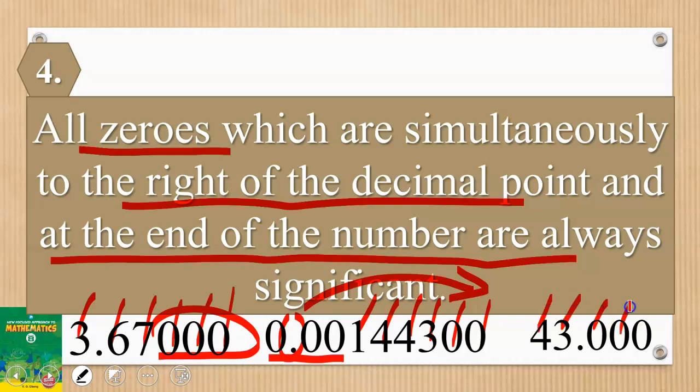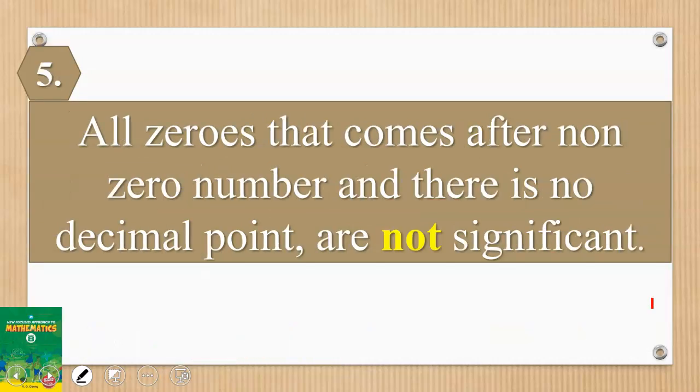1, 2, 3, 4, 5. Good. Now let's look at the 5th point. All zeros that come after a non-zero number and have no decimal point are not significant. And this one too, let me say capital NOT significant. Be careful. This is where the confusion comes a lot.